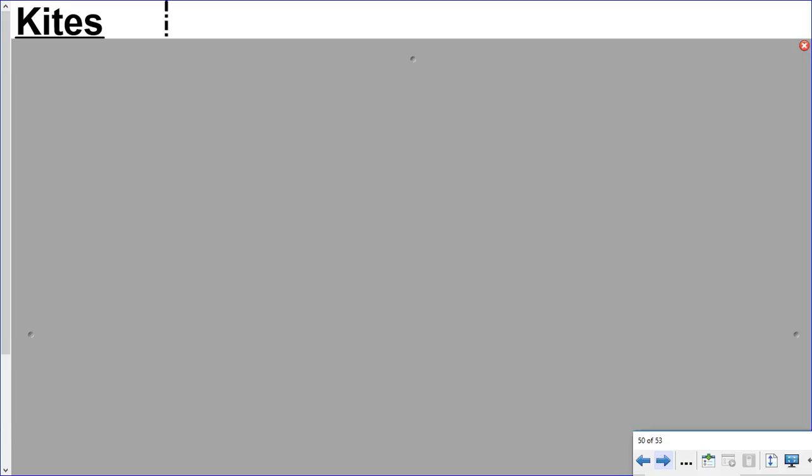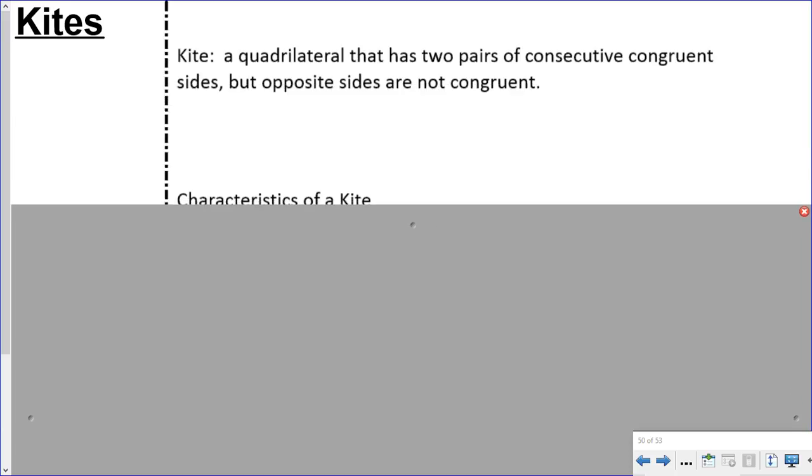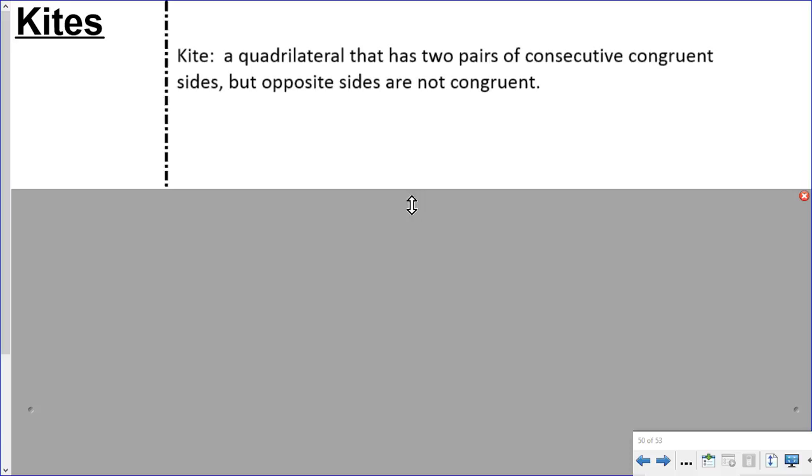All right, the last main idea are kites. Kites are another special type of quadrilateral. It's the last one we're going to talk about. So we have kites. Well, the definition of a kite is a quadrilateral that has two pairs of consecutive congruent sides, but opposite sides are not congruent.